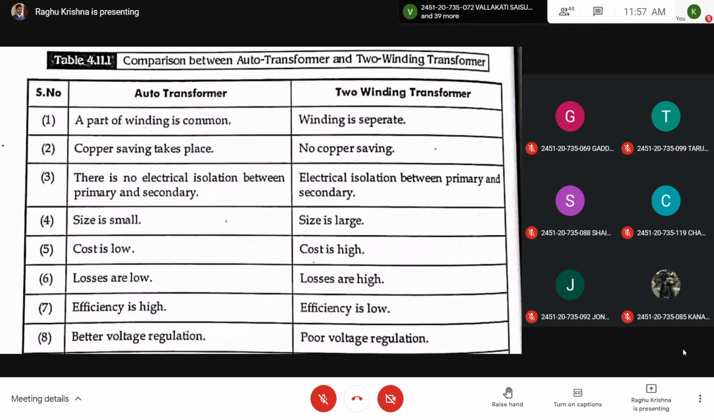Next, fourth point, in an auto transformer, size is small. The size is large in a two winding transformer. Cost is low. Here cost will be high. In an auto transformer, losses are low. Losses are high in a two winding transformer. Efficiency is high in an auto transformer. Efficiency is low in a two winding transformer. So this is the comparison between them.